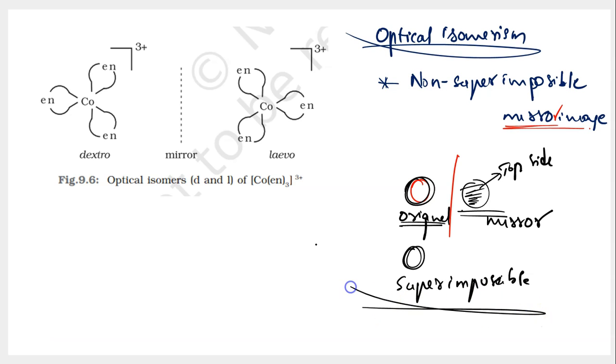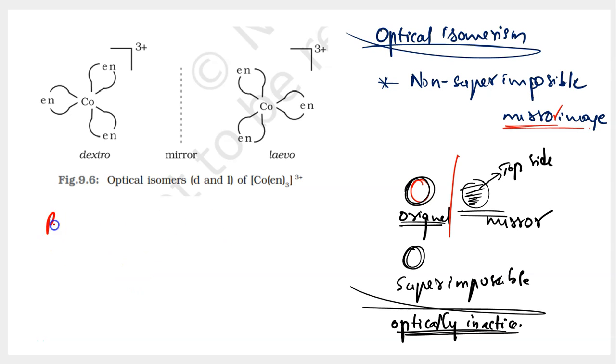And this kind of superimposable molecules are optically inactive. They are optically inactive, and if they are optically inactive, they don't participate in optical isomerism. So these superimposable mirror images have no optical isomerism. Let us take one more example to get this better.